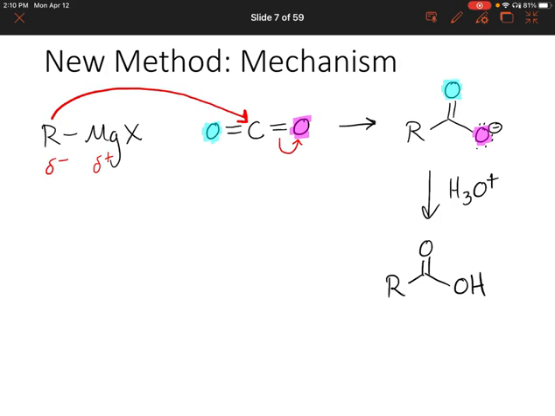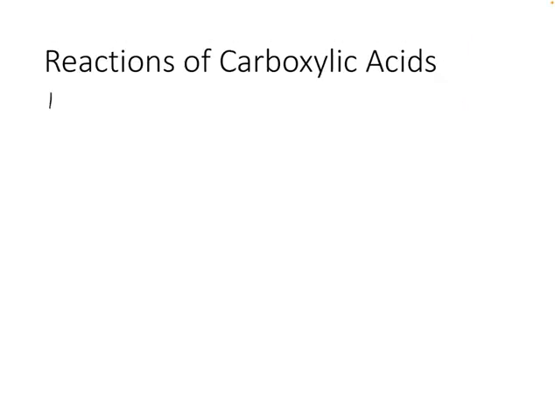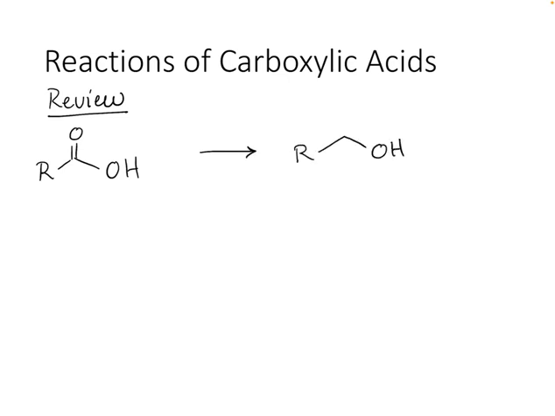All right, now let's also look at some reactions with carboxylic acids that we've seen before. So let's review some of these reactions. Let's see. So if we want to convert a carboxylic acid into a primary alcohol, so this would be the reverse of that reaction we saw previously, what reagents would we use? Do you remember? You can pause the video if you want to think about it for a little bit.